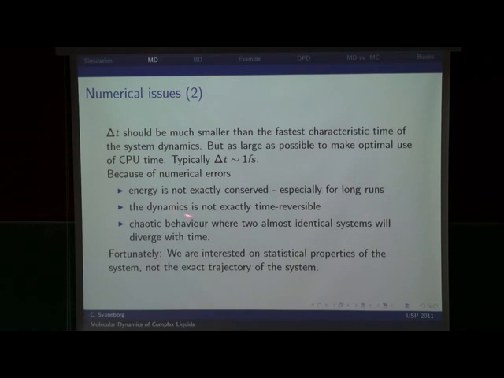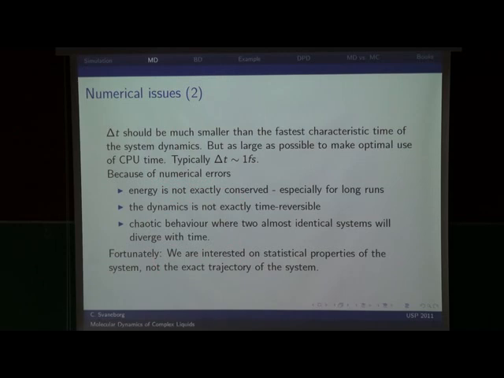In Newtonian dynamics, we know that the Newtonian equation of motion is time reversible, but when we integrate it numerically, it's not exactly time reversible. And furthermore, we know that if you take two almost identical systems in principle, they are going to diverge chaotically. So this is a problem, but the advantage is that we are in reality not interested in the trajectory itself.